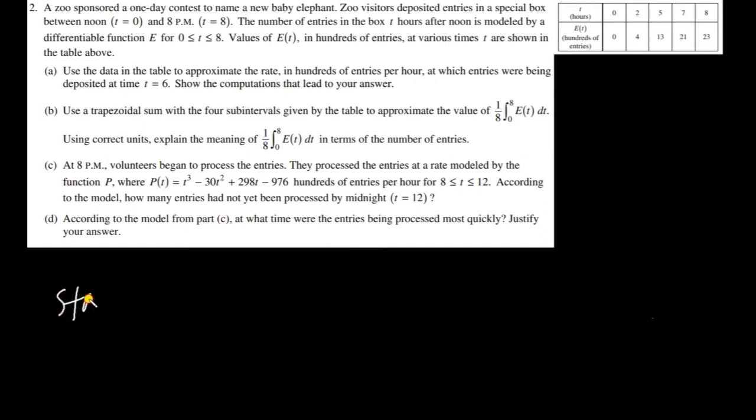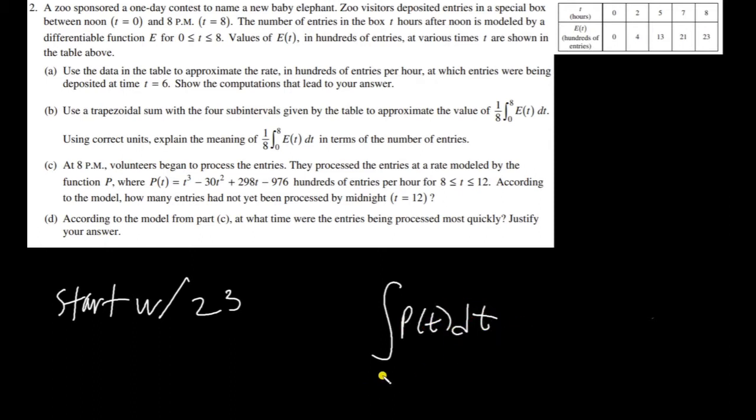So they start with 23 hundred, okay? And then how much are they going to process, right? This p of t is telling us the rate at which they're processing entries at a certain time t. If we want to figure out how many entries they're processing over a period of time, we're going to have to integrate this, okay? So we're going to have to integrate p of t from, sorry, not from 0, from 8 to 12, because those are the times at which they're processing entries, right?